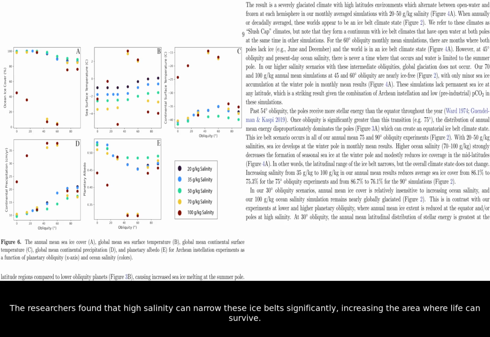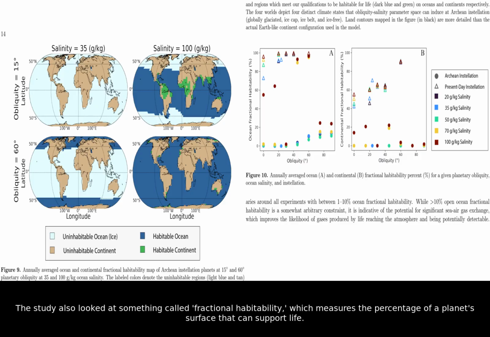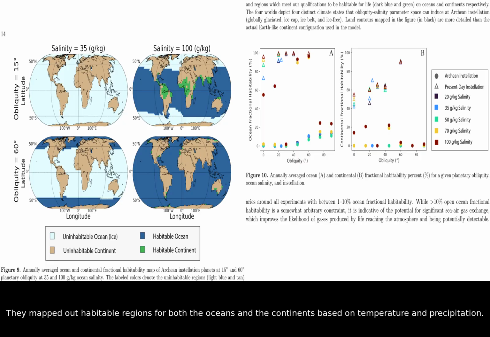The researchers found that high salinity can narrow these ice belts significantly, increasing the area where life can survive. The study also looked at something called fractional habitability, which measures the percentage of a planet's surface that can support life. They mapped out habitable regions for both the oceans and the continents based on temperature and precipitation. Even on very cold worlds, a salter ocean can lead to more rainfall and warmer land near the equator.